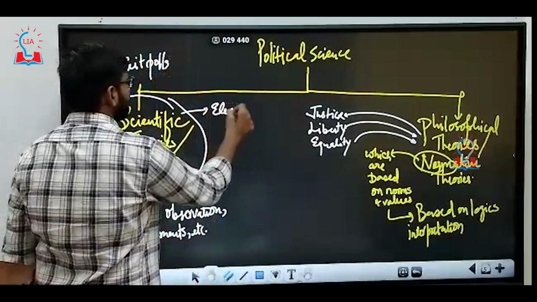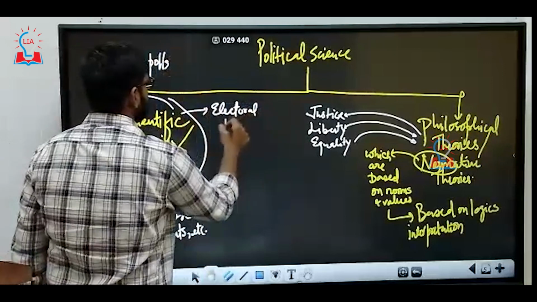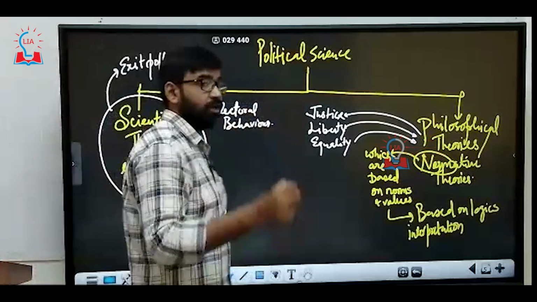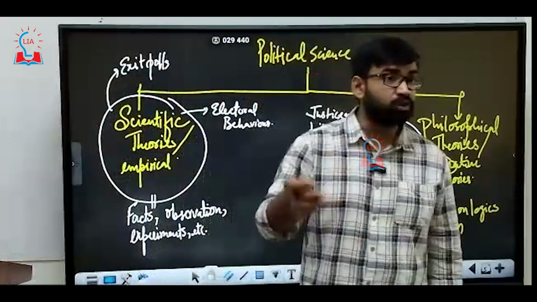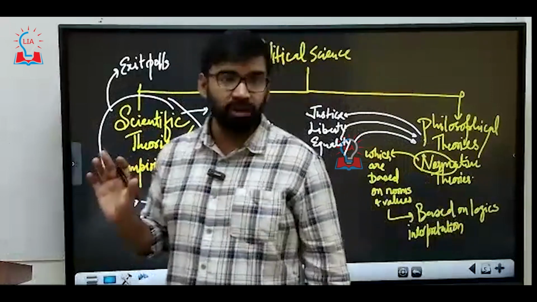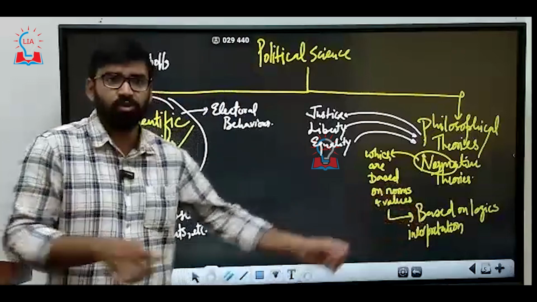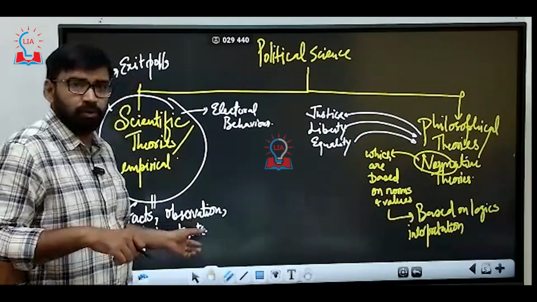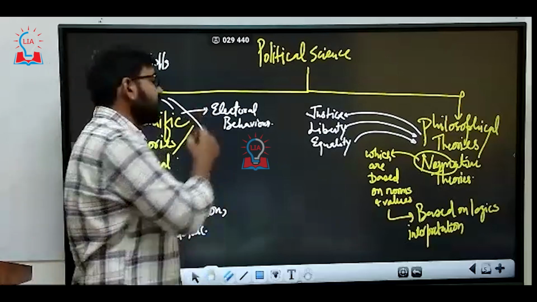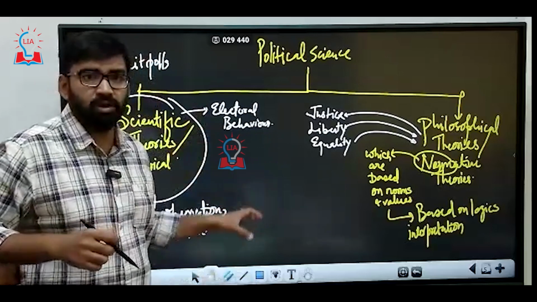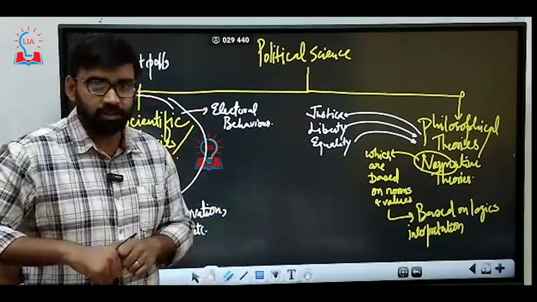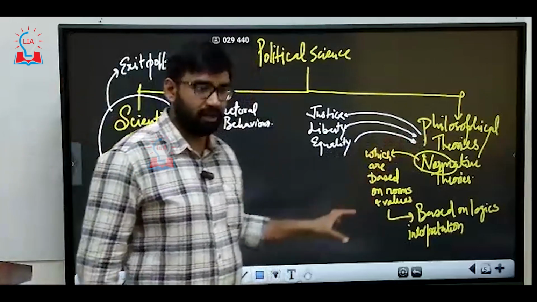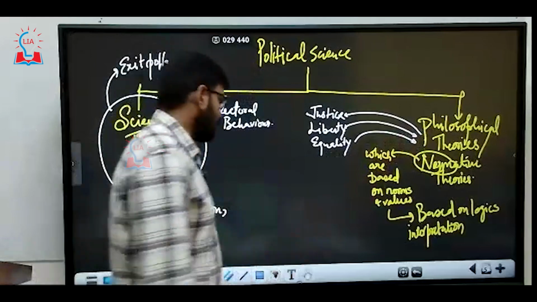Electoral behavior. Recently, a survey was done, and in which 80% of India prefers Prime Minister Modi only. Recently, the survey was done last week only. So that survey comes under this experiment only. Clear? So these are called as scientific theories, which are based on experiments and facts. And these are based on philosophies, values, and ideas.